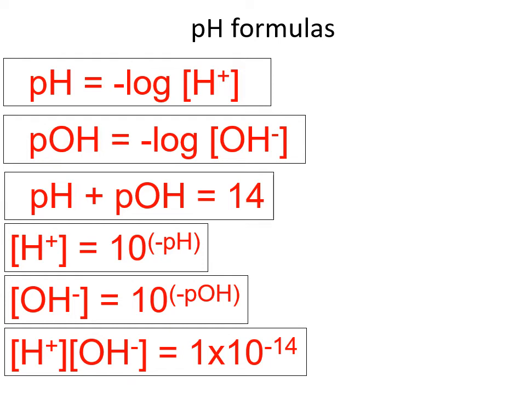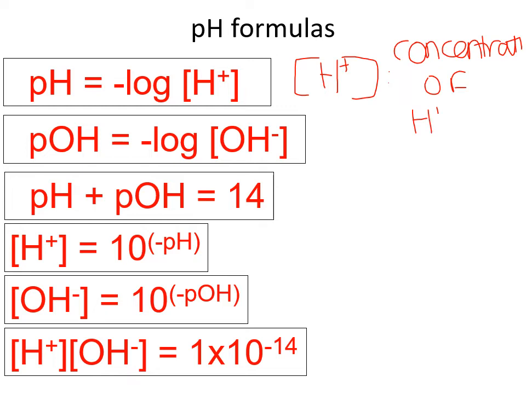Now, with all of this, we have 6 pH formulas. Write these down. You're going to want to reference them. So to figure out the pH of a solution, you'll take the negative log of the amount of hydrogen ions. Those brackets mean concentration of hydrogen ions. And if I wanted to get the pOH of something, I would take the negative log of the concentration of OH. And then pH plus pOH equals 14.